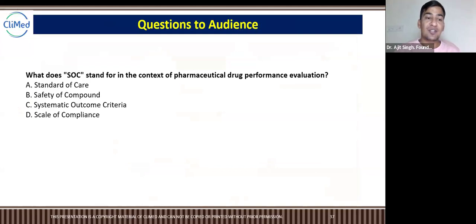Now, the last thing here is, what does SOC stand for in this context? I told you, SOC I always talk about 5 times. SOC stands for what in the context of pharmaceutical drug performance evaluation? What is SOC, guys? Safety of compound, systematic outcome criteria, sales scale of compliance. What is that? I'm not sure how accurate you are today. All the answers I'm getting from you guys are accurate.